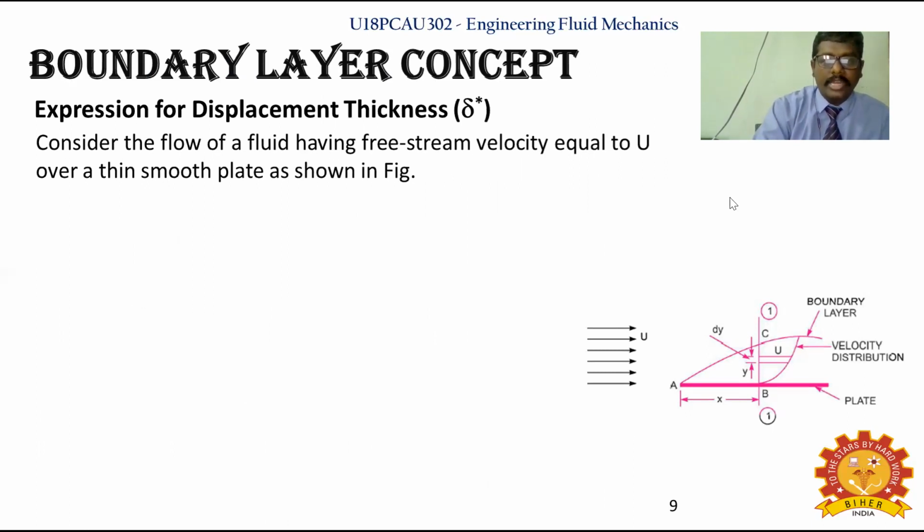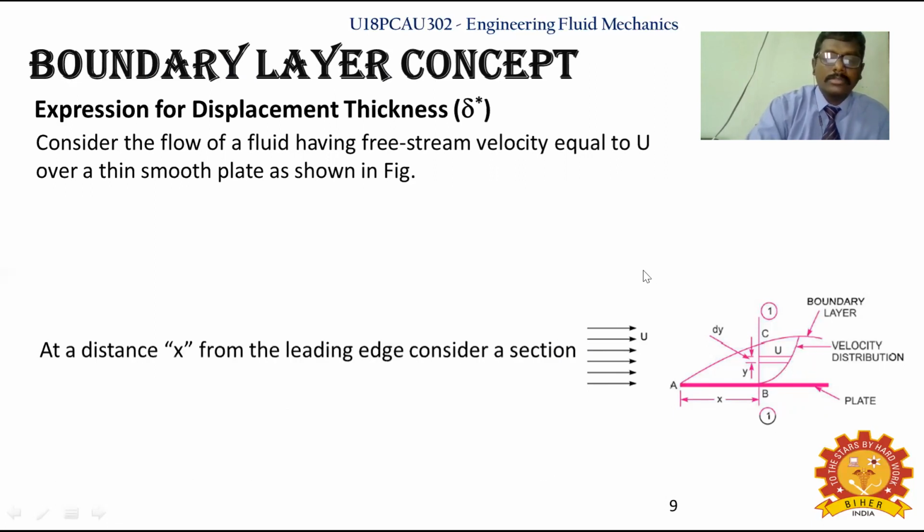Now you are considering the flow of fluid having free stream velocity equal to capital U over a thin smooth plate. On the thin smooth plate, the free stream velocity of the fluid is going to move. From the leading edge, up to the boundary layer, you are going to have an increase in velocity.